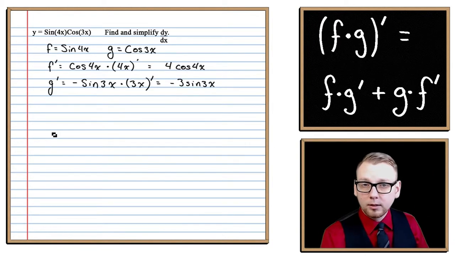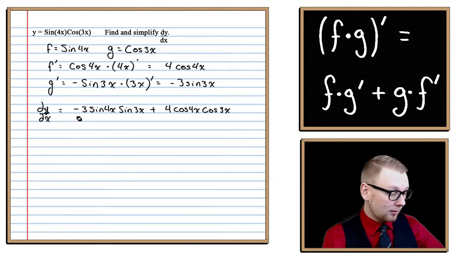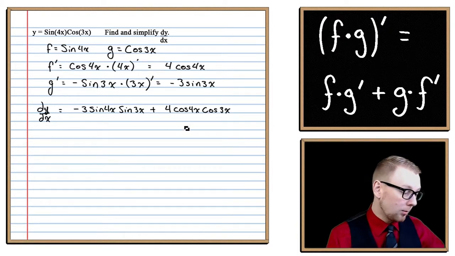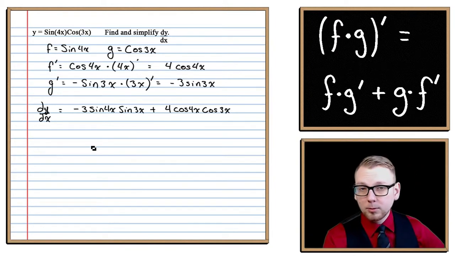Now let's just fill in our product rule formula. Okay, so filling in our formula, we have minus 3 sine 4x sine 3x plus 4 cos 4x cosine of 3x. Most of the time, you'll probably just leave it like this. The student who asked me this needed it simplified quite a bit more. So here's how we did it.